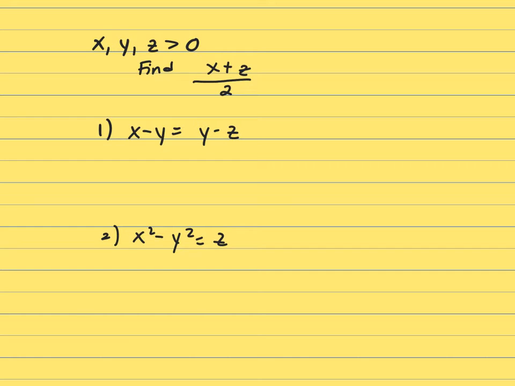We're trying to find the average of x and z, and this is how we would do that. Add them and divide by 2. So let's look at clue 1. Trying to find the value of (x + z)/2.